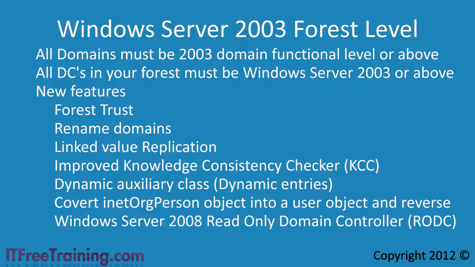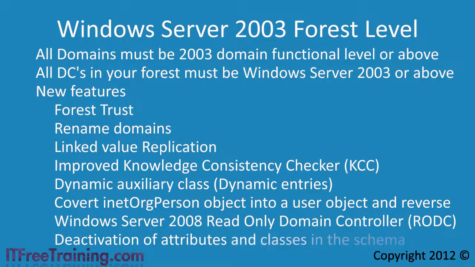The last feature of the Windows Server 2003 forest level is the ability to deactivate and redefine attributes and classes in the schema. Previously, when you created a new attribute or class in the schema, you were stuck with it. There is still no delete key for the Active Directory schema, but if you do make a mistake, you can deactivate it. You can also redefine objects, which allows you, in some cases, to make a mistake into something more useful. Even with this feature, you should be careful when making changes to the schema. That's a lot of features for the Windows Server 2003 forest level.